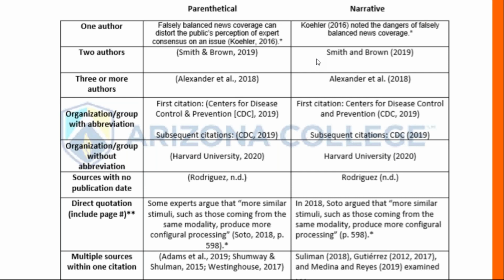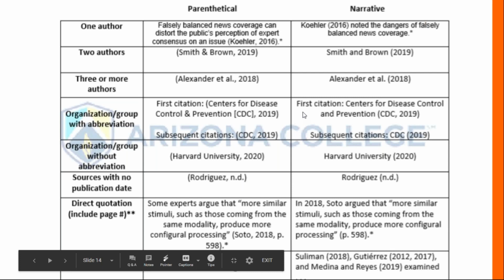So we mentioned that dates are really important. Even if you can't find a date, you still have to indicate that. So for sources with no publication date, you'll just use the N.D. to indicate no date was available. And that's the way it'll look on the references page as well.